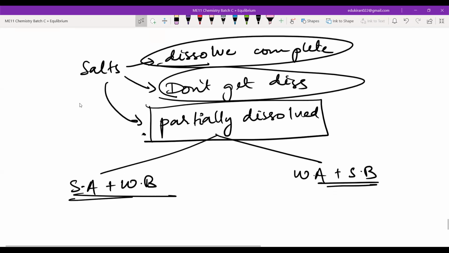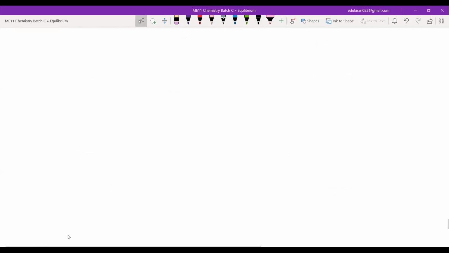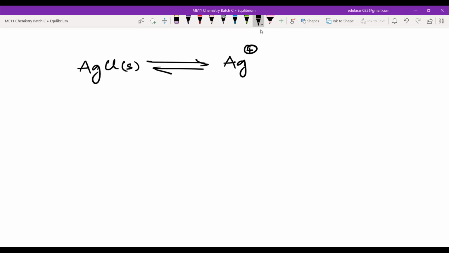So for this, I will write a simple equation first of all. Let us understand this first, because it is going to be very similar to whatever we have done till now in ionic equilibrium. So we have AgCl. This is a solid. This s means solid, not salt. And if I add this in water, then I will get Ag positive aqueous plus Cl negative aqueous. Yes or no, guys? Tell me.